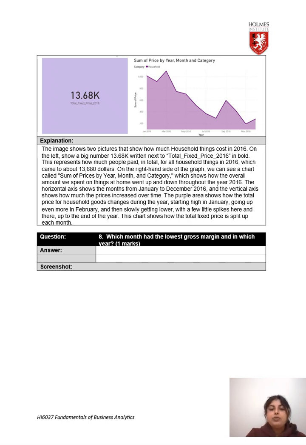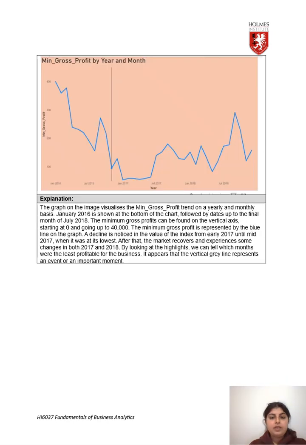And now I'm going to explain my eighth question, which month had the lowest gross margin and in which year. Based on the graph, we can see that the lowest gross margin happened around early 2017, most likely in January and February of 2017. And this graph shows the minimum gross profit that the company had.